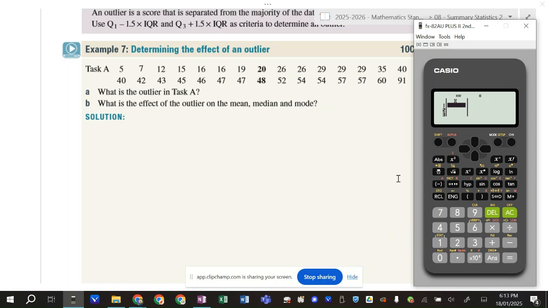Alrighty, folks, we are determining the effect of an outlier. So we're going to find the outlier in task A. The numbers are on there, the data's on there, and work out what the effect is on the mean, the median, the mode. We are going to use a calculator to do this so that we can work out what our interquartile range and all that is. I want to show you how to do it all on the calculator.